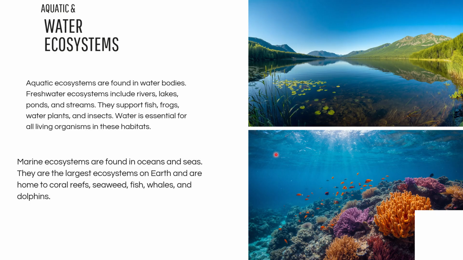Now marine ecosystem is a little bit harsh, which we can also say are the part of the great oceans such as Indian Ocean. They are found in oceans and seas, and they are the largest ecosystem on earth and are home to coral reefs, seaweed, fish, whales, and dolphins. We can name many animals such as sea cucumber or sharks or box jellyfish or squid in deep water. You name it, but this is salty in nature, and that's the whole reason why the marine ecosystem is quite different from the aquatic ecosystem or natural water ecosystem.